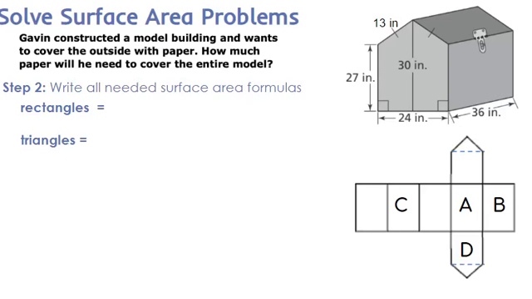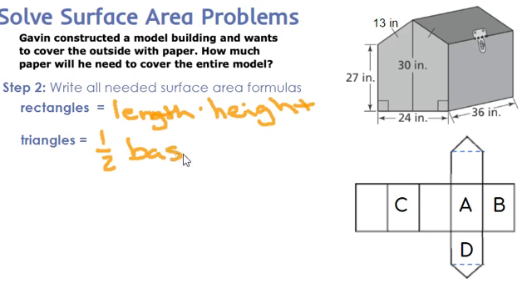Step 2 is going to be to remember what the surface area formulas are. For a rectangle, remember it's just length times my height. And for a triangle, it's going to be 1/2 my base. And remember my base is along the bottom, think base bottom, times my height. And keep in mind that my height has to be perpendicular to my base.